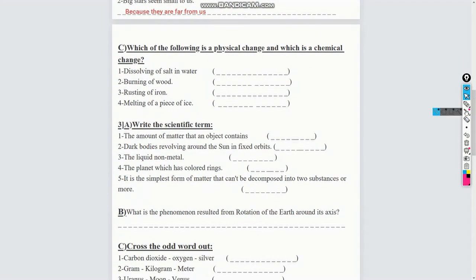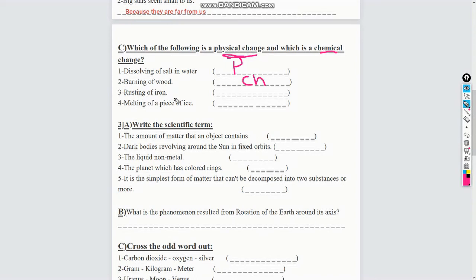Which of the following is physical change and which is a chemical change? Dissolving of salt in water. Well, salt structure doesn't change, but its shape changes. So I'm going to say it is physical change. Burning of wood. Well, when wood burns, it becomes ashes, so the structure changes, so it's going to be chemical change.